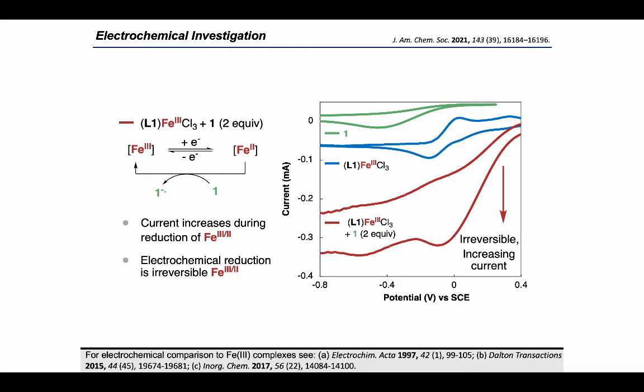To assess if the iron complex could reduce compound 1, we added 2 equivalents of azidoiodinane to a solution of PyBox-ligated iron-3 trichloride. Scanning in the negative potential, we observe a significant increase in current in the iron-3 to iron-2 reduction, in the absence of a return oxidation peak, which was previously reversible. This is consistent with an iron-2 species reducing compound 1 and forming an iron-3 complex.